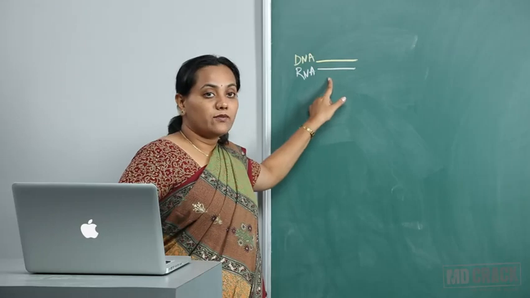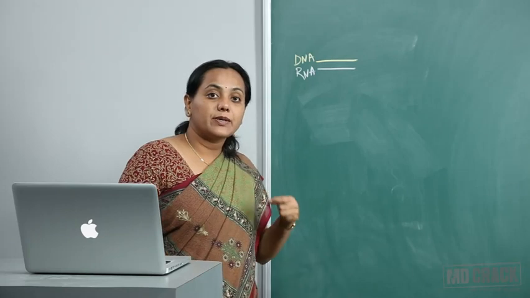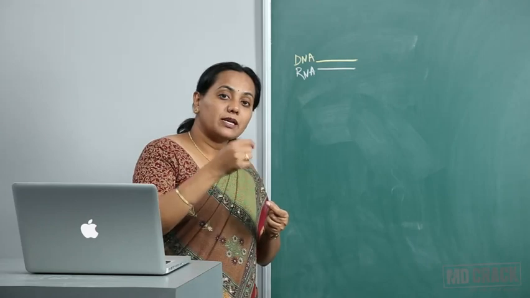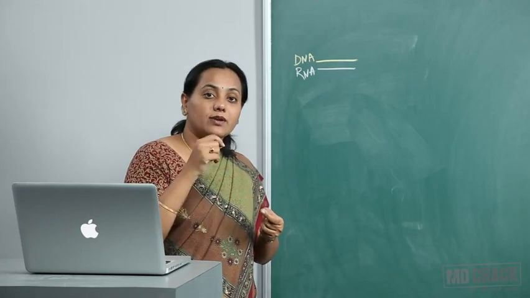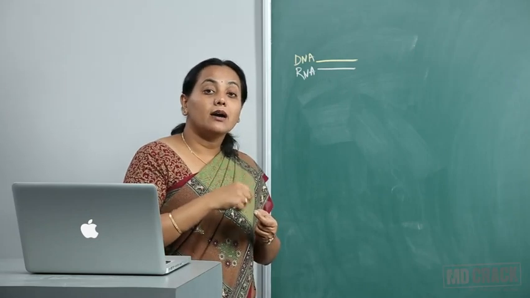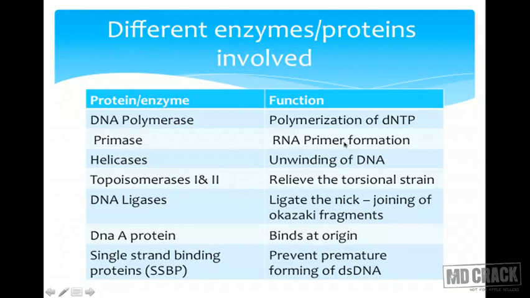Primase, as I said, is the one which is a DNA dependent RNA polymerase. So what is the difference between DNA polymerase and primase? DNA polymerase is going to polymerize deoxyribonucleotides, whereas RNA polymerase or the primase is going to polymerize ribonucleotides. The difference is in the sugar. So primase is responsible for the formation of RNA primer. There are what are called helicases, which are responsible for unwinding of the DNA. Remember, the DNA is forming a double helix. So somewhere or the other, each of the strands is going to be moved out.